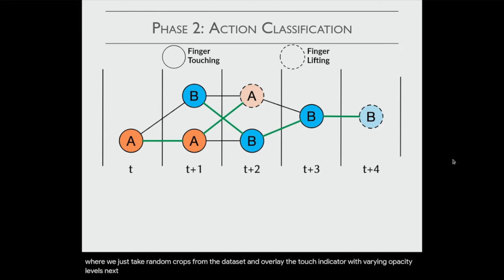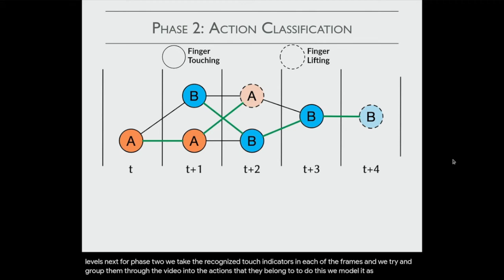Next, for phase 2, we take the recognized touch indicators in each of the frames and we try to group them through the video into the actions that they belong to. To do this, we model it as a graph algorithm, specifically a modified version of the connected components algorithm, where each node is considered a touch indicator.